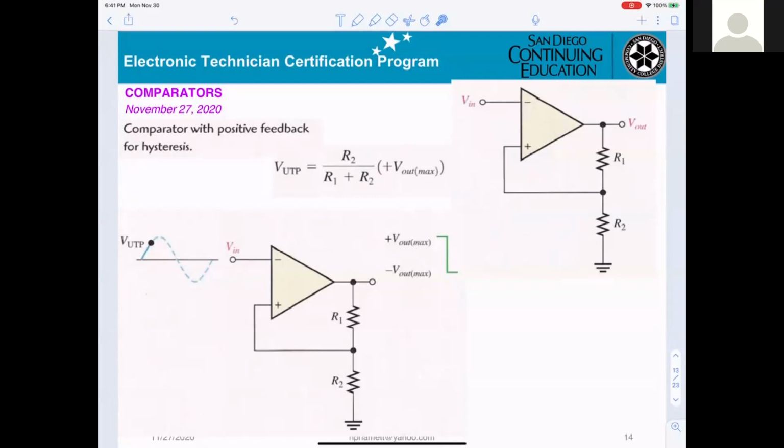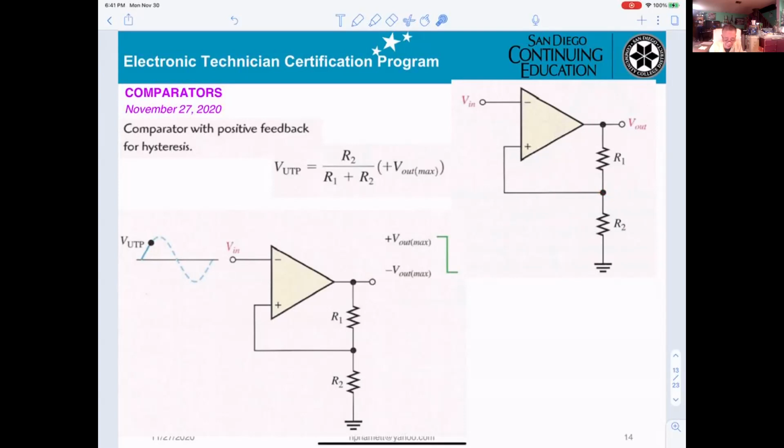Now, why? For the non-inverting, they have to be negative, and they have to be positive. Now they will revert it, so it will be a comparator. And it will be compared with the voltage right here. That's what they call the upper trigger point.